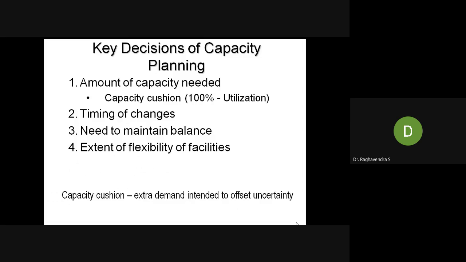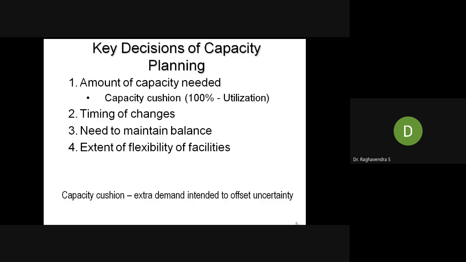Timing of changes means whenever you change from one product to another product, the timing should not be a very long gap. And whenever you release a product, that should be properly planned. Maintain balance. Balancing is very important, because sometimes there will be huge demand, sometimes there will be no demand. Then we should check the sales. We should have control over the production. We should have control of the sales. Then you should balance that.